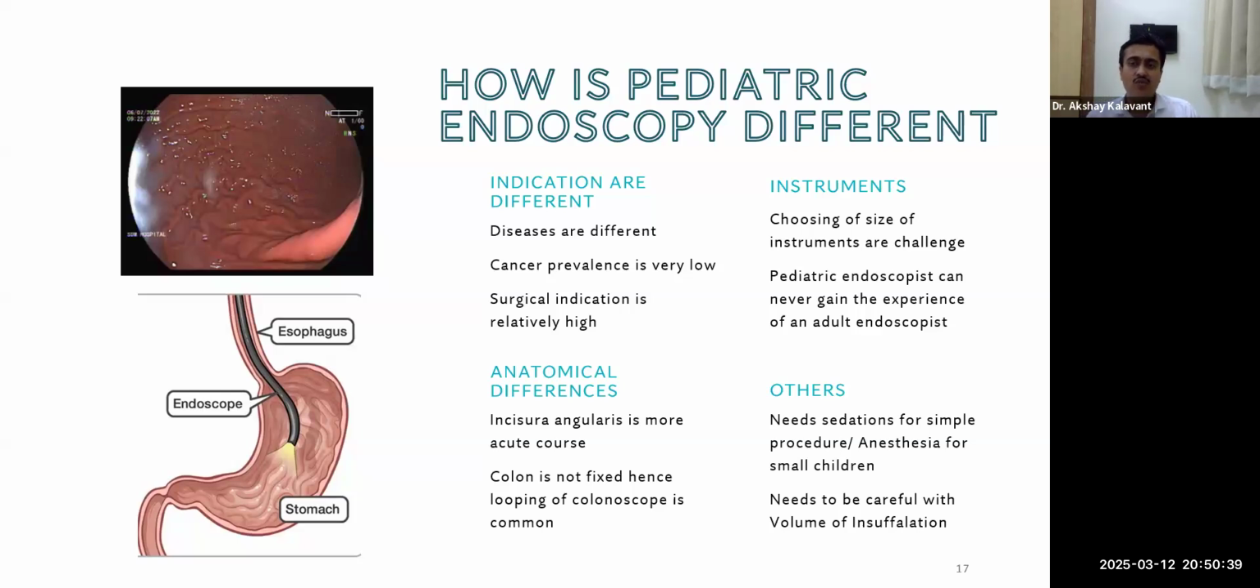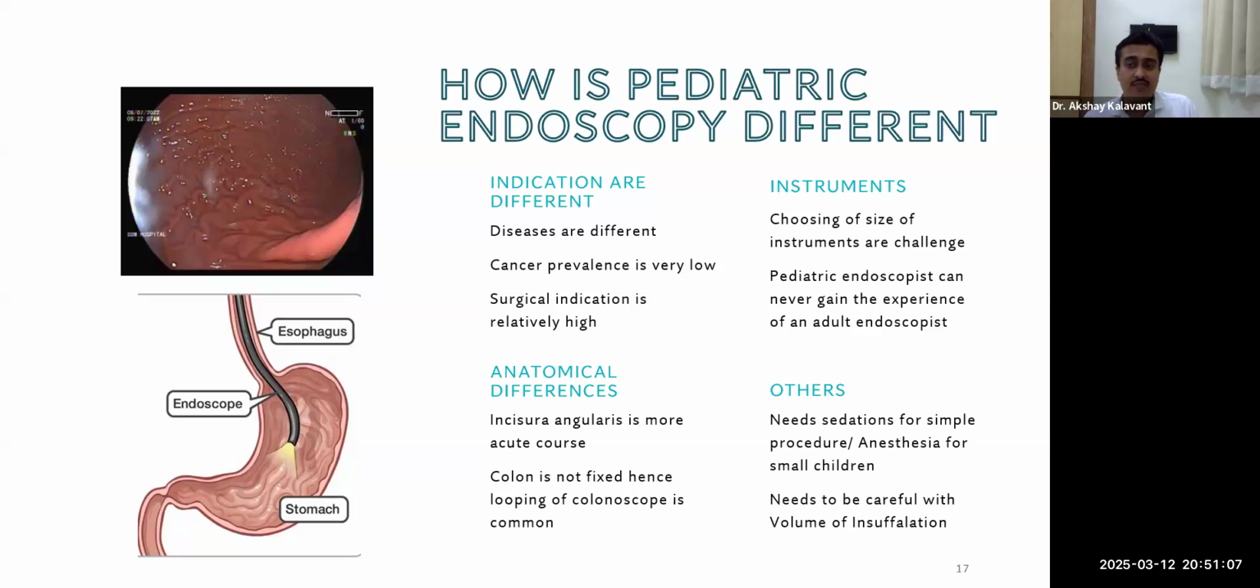And instruments. Choosing an instrument is also very challenging because we deal with different sizes of patients. Which instruments, which size of instruments to choose? We cannot afford to buy all the instruments. Unless it's a big institution which can provide them, but as a private practitioner, or in a hospital which is not a very corporate hospital, a nursing home, it will be difficult to buy an array of instruments. So you should be very careful in choosing the instruments.